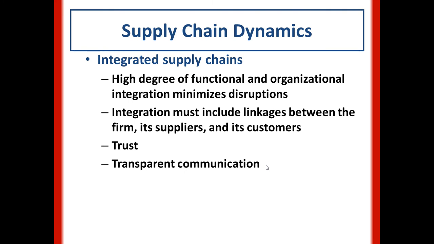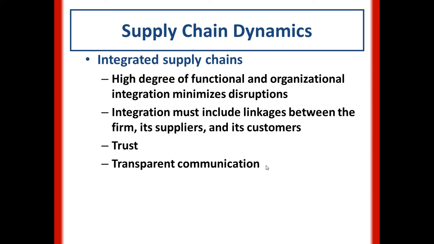Bullwhip effect is an important issue which leads to errors in the supply chain. It increases inventory. It also creates shortages. These are ingredients of a disaster. In order to help smooth this bullwhip effect, organizations must get involved in an integrated supply chain.